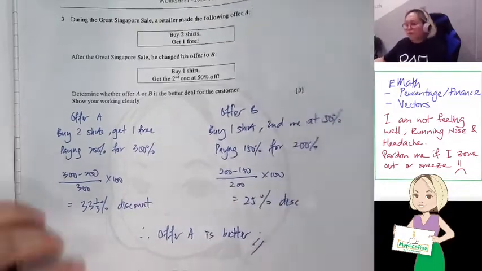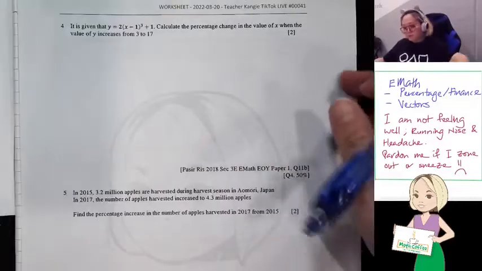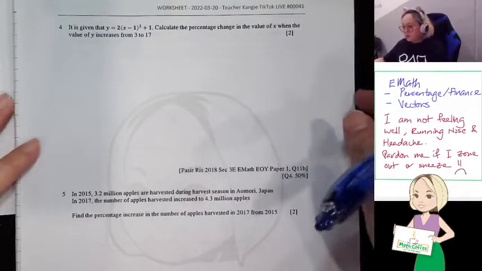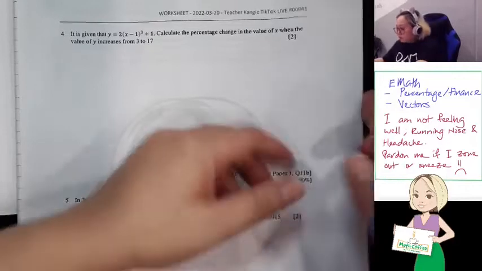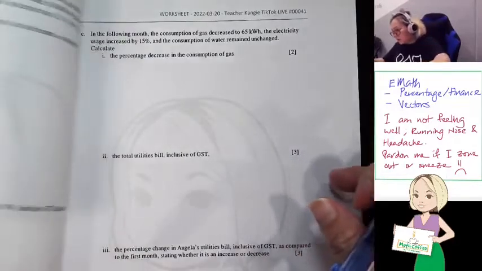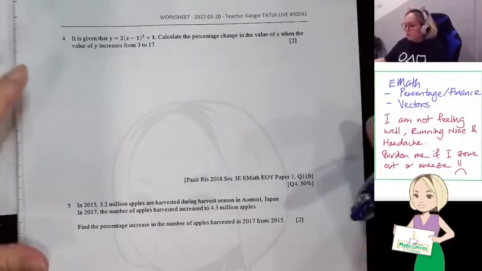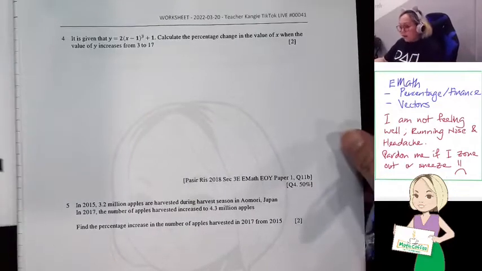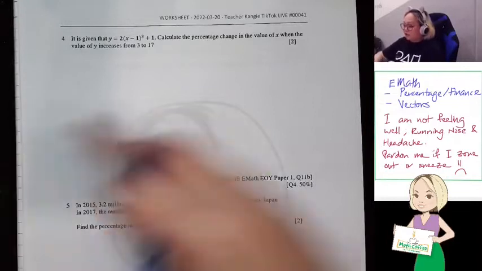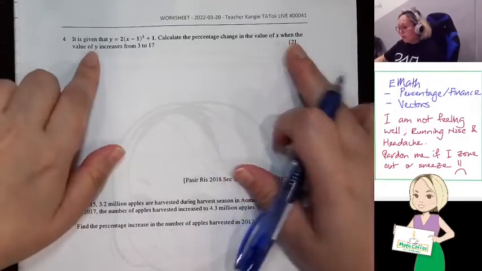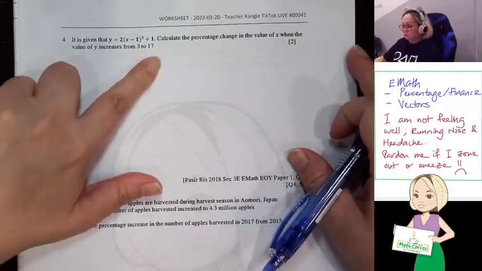Okay, so let's move on. This one is done. We're only going to do six questions. Okay, this one. It is given that y is equal to blah blah blah. Calculate the percentage change in the value of x when the y value increases from 3 to 17.